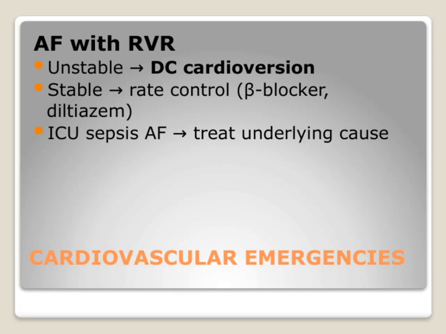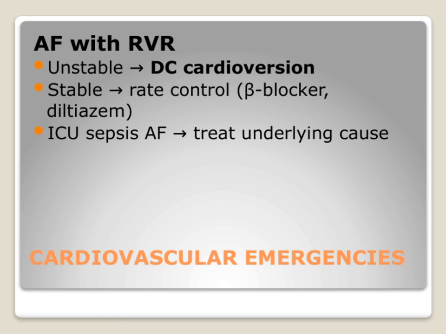Let's talk about atrial fibrillation with RVR, or rapid ventricular response. When a patient presents with this condition, the management depends largely on their stability. If the patient is unstable, meaning they're hypotensive, experiencing chest pain, or showing signs of poor perfusion, then immediate electrical cardioversion is indicated to restore normal rhythm quickly. On the other hand, if the patient is stable, we often opt for rate control strategies, such as administering beta blockers or calcium channel blockers like diltiazem, to slow down the heart rate and reduce symptoms.